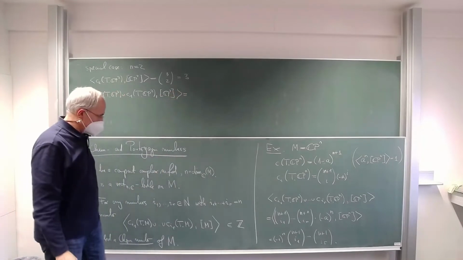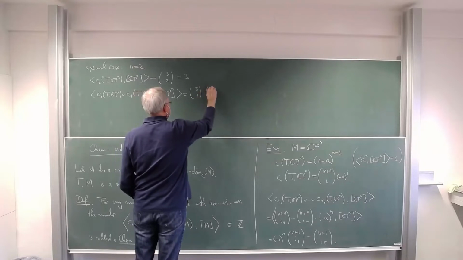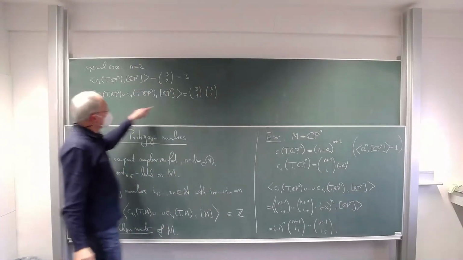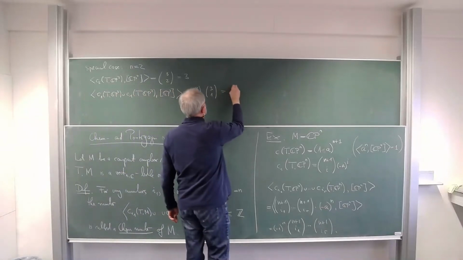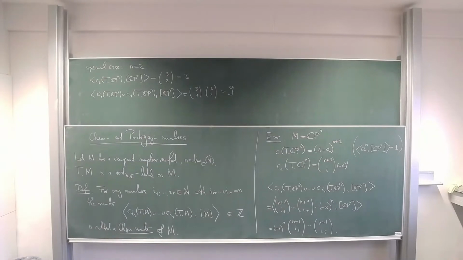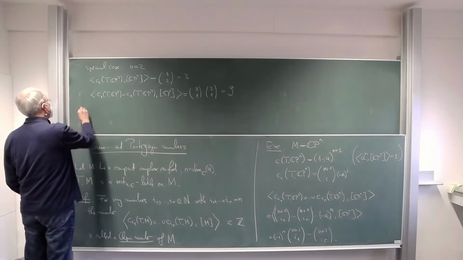And so this gives me 3 choose 1 times 3 choose 1, according to this formula, which is 3 times 3, which is 9. So these are the two Chern numbers of CP2. Okay, and let's look at another example.